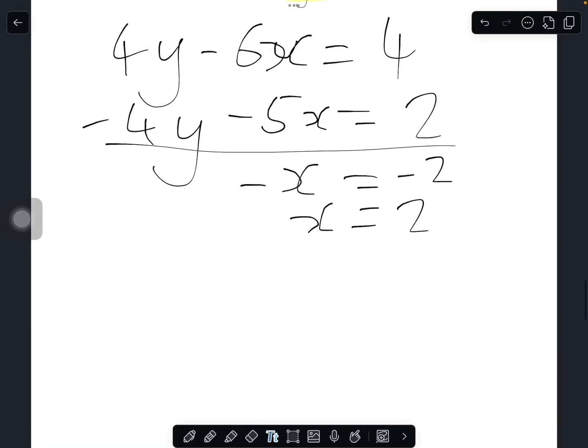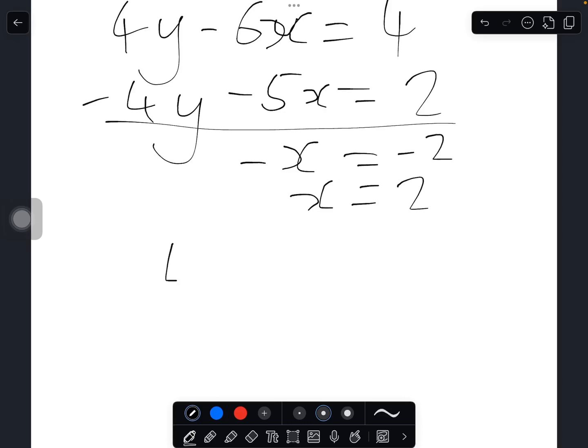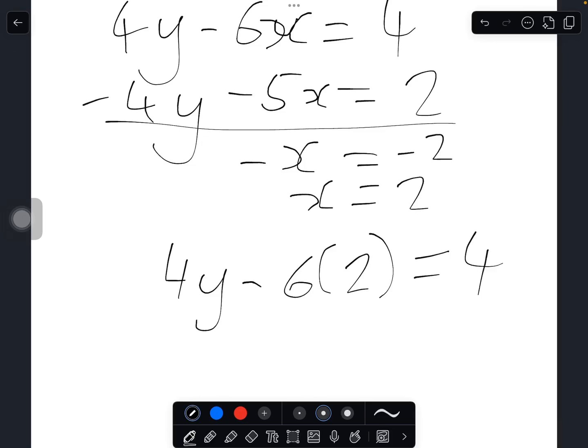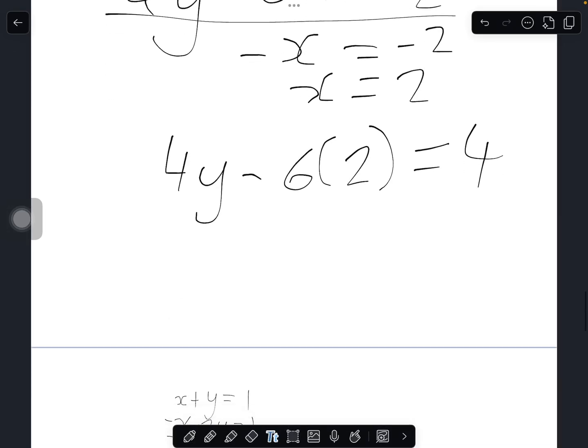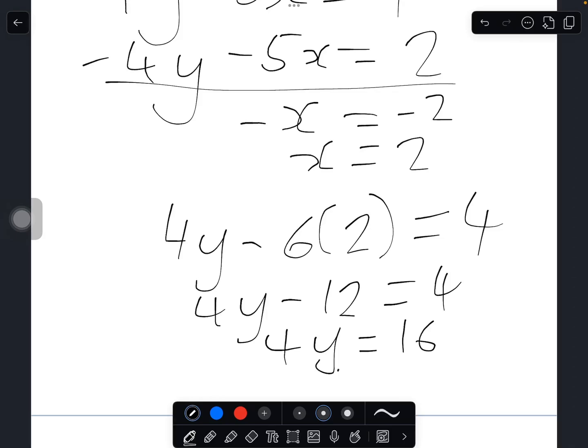Now that we know that x equals 2, we can sub it into our equation. So we have 4y minus 6 into 2 equals 4. And that's going to leave us with 4y minus 12 equals 4. 4y equals 16, and then y equals 4.